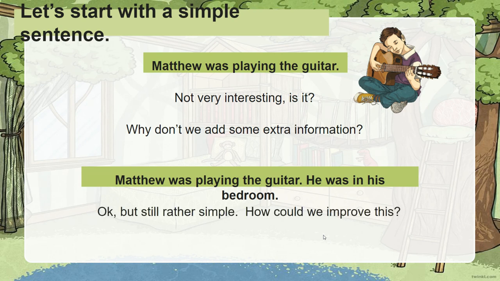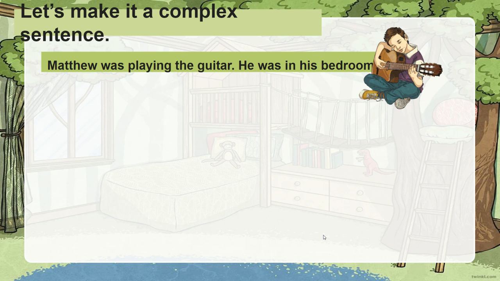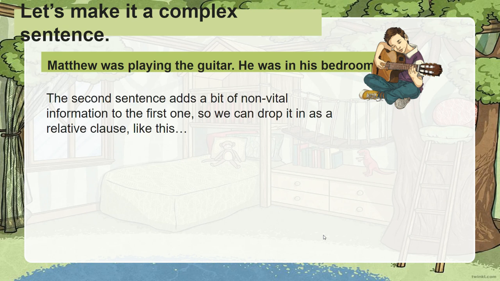So how could we improve this? Remember to use a thesaurus to upscale these words because we're Year 6. So Matthew, we're going to make it a complex sentence. Matthew was playing the guitar in his bedroom. That's our simple one. The second sentence adds a bit of non-vital information to the first one.